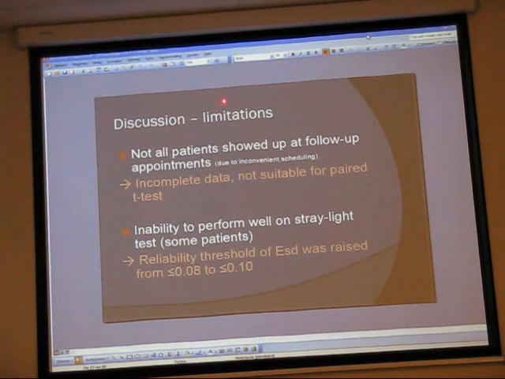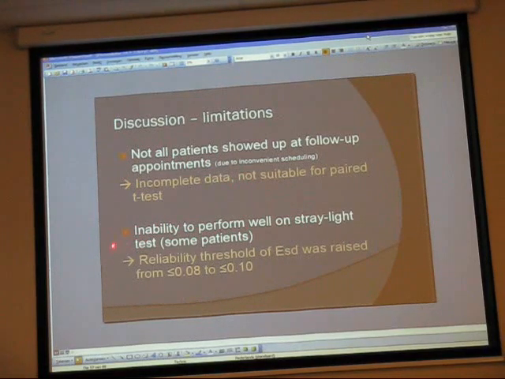Another limitation is that not all patients showed up at follow-up appointments. I mean, these were old people and they had their schedule and it was inconvenient scheduling, so this led to incomplete data that was not suitable for CAR-T tests.